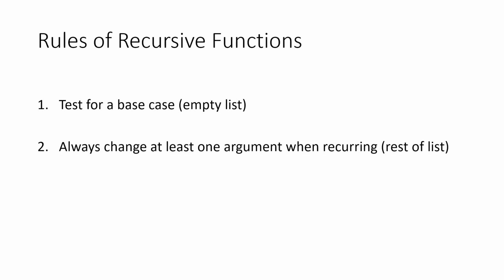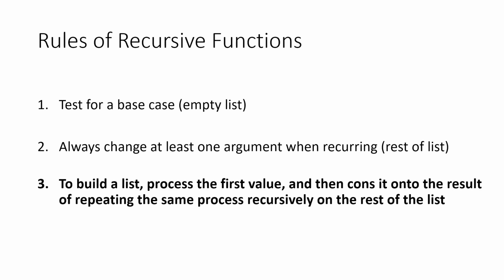such that we don't try and process an empty list in a way that would cause our program to error. When we're recurring, we always need to be changing something, and typically this is an argument that brings us closer to our base case, right? So when we recur on a list, we'll tend to recur on the rest of the list. And one of the rules we learned in the most recent lecture is if we're trying to build a list recursively, we want to process the first value of some input list and then cons that result onto repeating the same process applied recursively to the rest of the list, right?